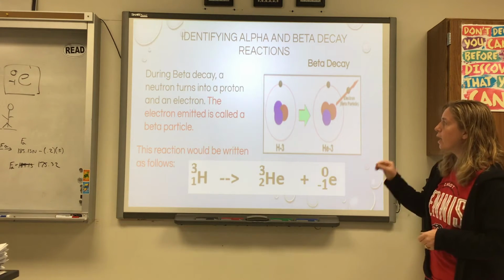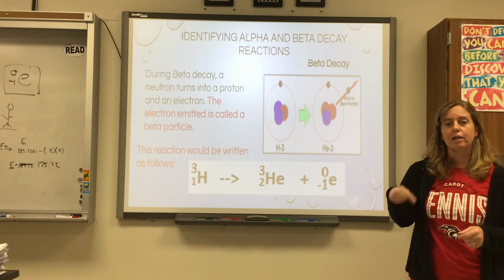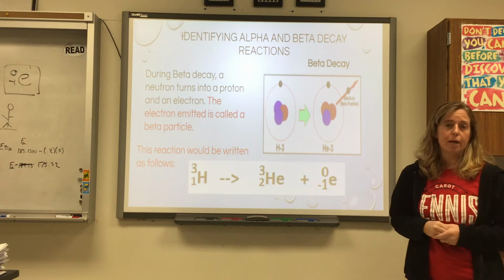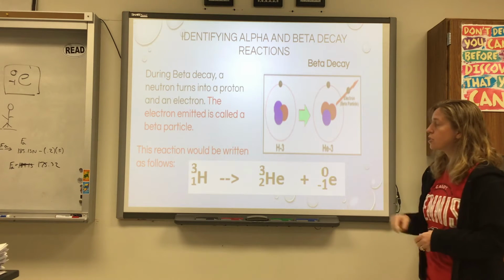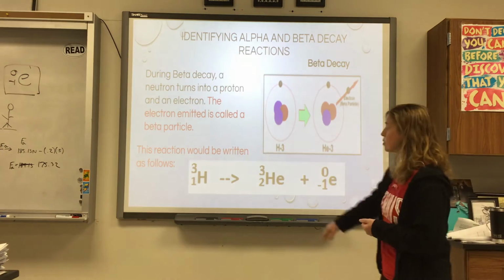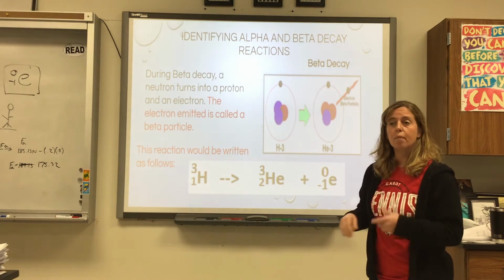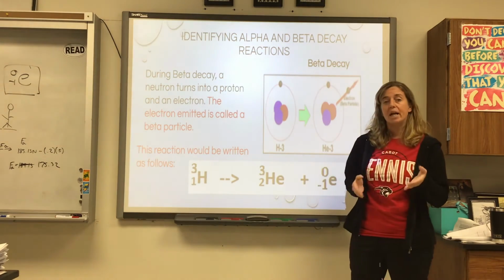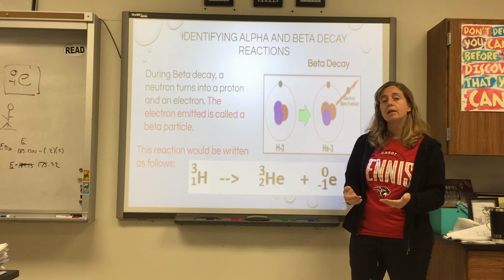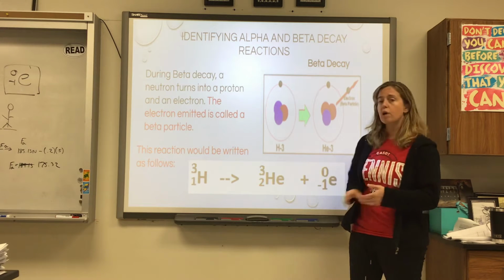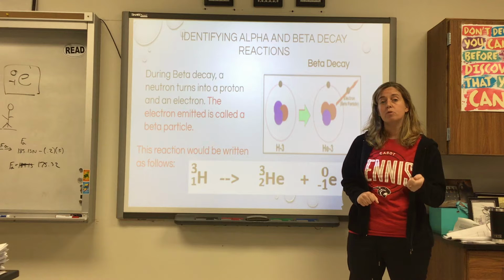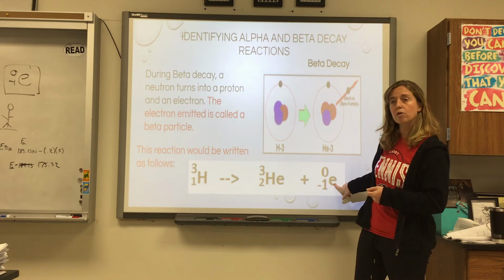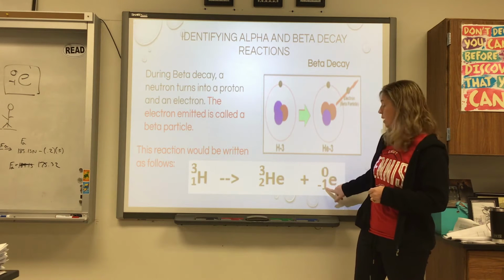In beta decay, a neutron turns into a proton and an electron. The electron emitted is called a beta particle. This reaction would be written as follows. If I started out with hydrogen-3 and said hydrogen-3 underwent beta decay, I'm going to do the same thing I did with the alpha decay. I'm going to subtract off, but this time a beta particle. And I had you write this down yesterday: a beta particle is an electron with 0 mass and a -1.